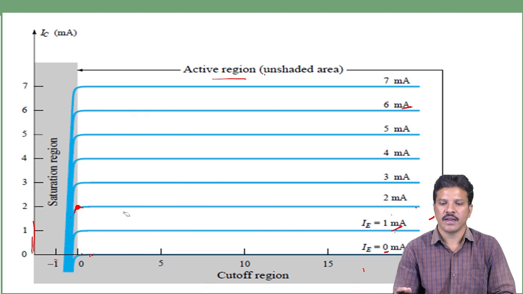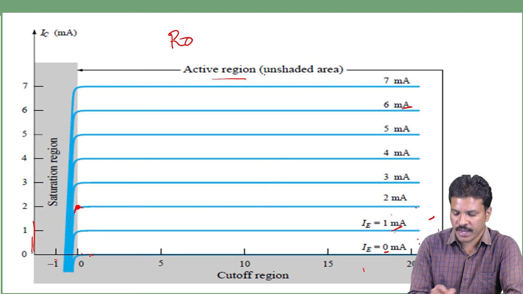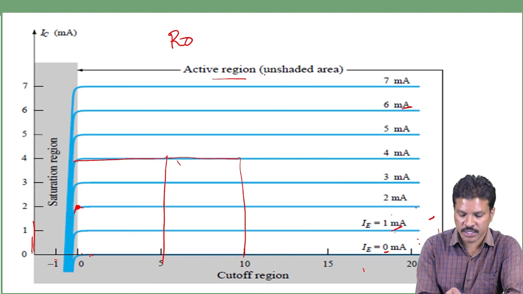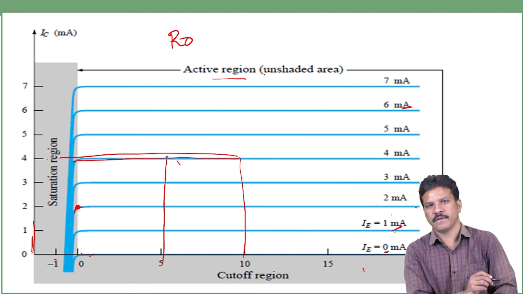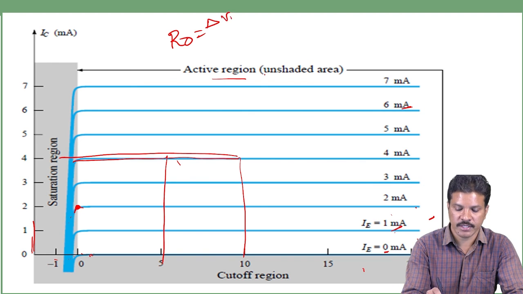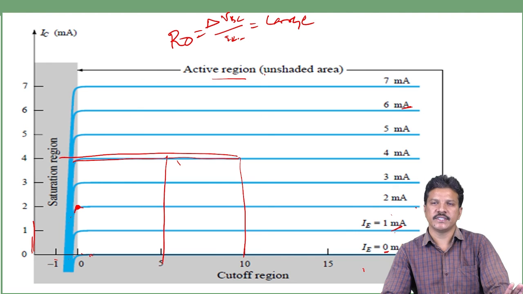We can measure output resistance. What is output resistance? Take one graph, change in voltage, and the corresponding small change in current. You will get R is equal to large change in voltage over small change in current. Small is the denominator, so you will get large resistance. So in the common base configuration, input resistance is less, and output resistance is very large.